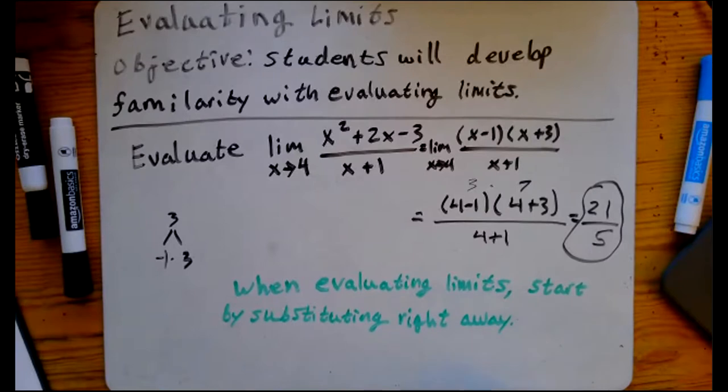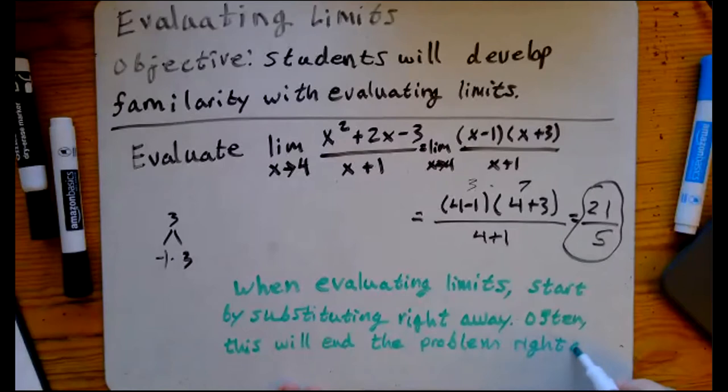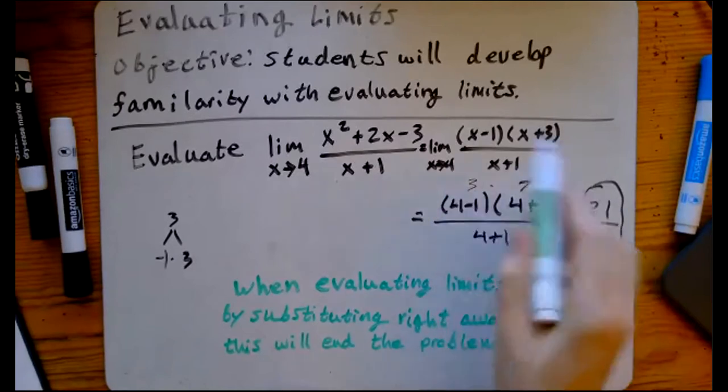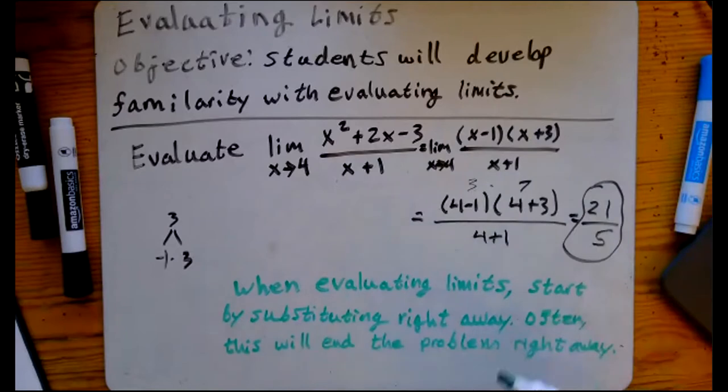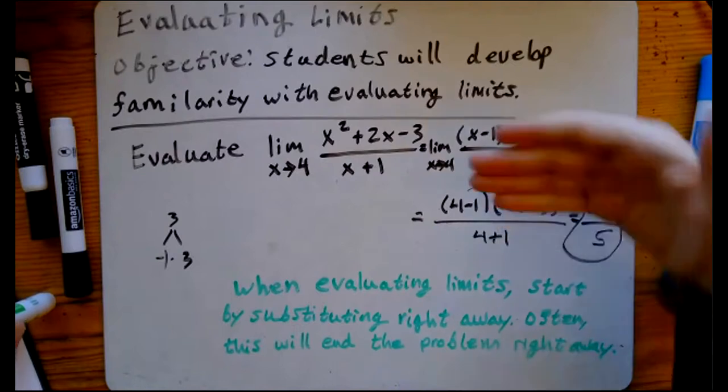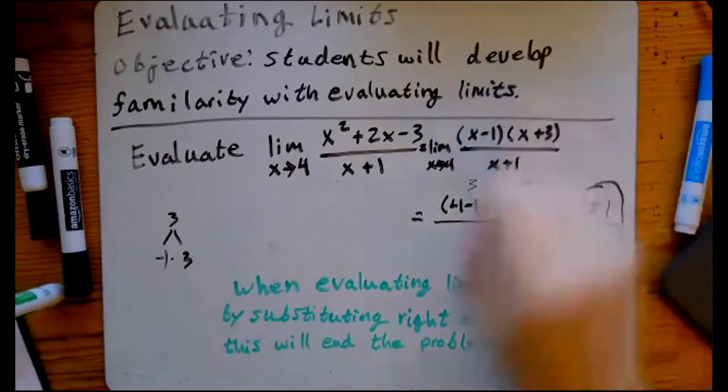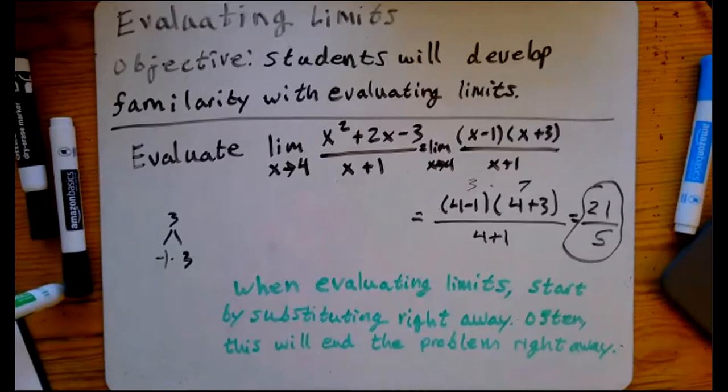Why do we start with substituting? Often, this will just solve the problem right away, or this will end the problem right away. Substitution is our method of first resort. All this other stuff that we did up here, factoring it, that didn't break our problem or anything. But this was work that wasn't really necessary when we could have just plugged it in right away and not worried about it too much.